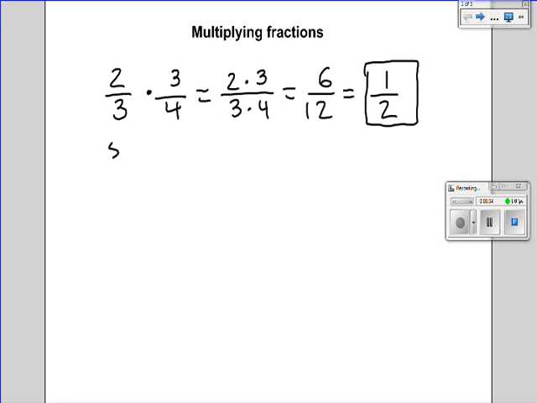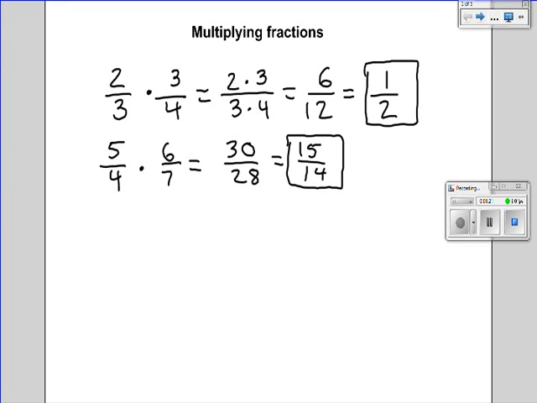Let's try another. Let's say I have 5/6 times... let's say 7. So once again, top times top, 5 times 6 equals 30. 4 times 7 equals 28. And then you notice that 2 goes into both 30 and 28. 2 goes into 30 15 times. 2 goes into 28 14 times. So your answer is 15/14, which is actually an improper fraction because the numerator is bigger than the denominator.